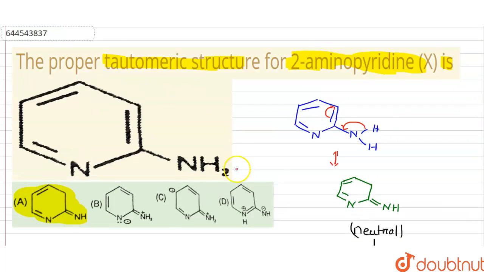All other compounds are also not neutral ones, so these are the wrong answers. The first one is the right answer, because this is the neutral species as well as a stable one. So I hope you understand the answer and the question.